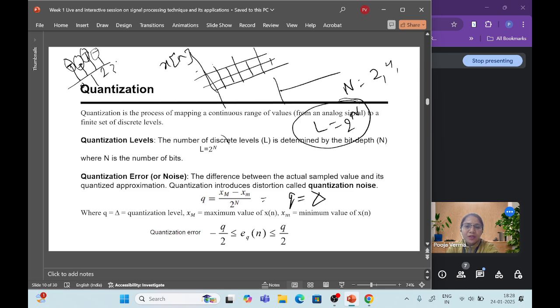When we are converting Xa(t) to Xn, that means sampling, and Xm is the minimum value of Xn divided by 2 to the power n. And the quantization error can vary from minus Q by 2 to plus Q by 2, where Q is the quantization level.